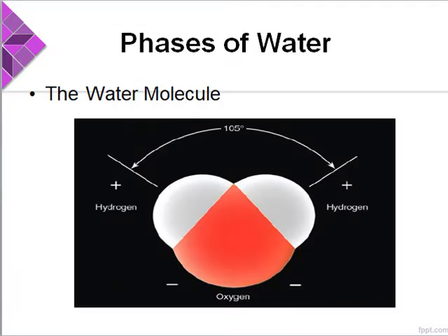Now let's talk about the phases of water. In this figure, this is a water molecule. The bulk of the head of the molecule is the oxygen atom. The mouth is a region of excess negative charge. The ears are partially exposed protons of the hydrogen atom, which are regions of excess positive charge.